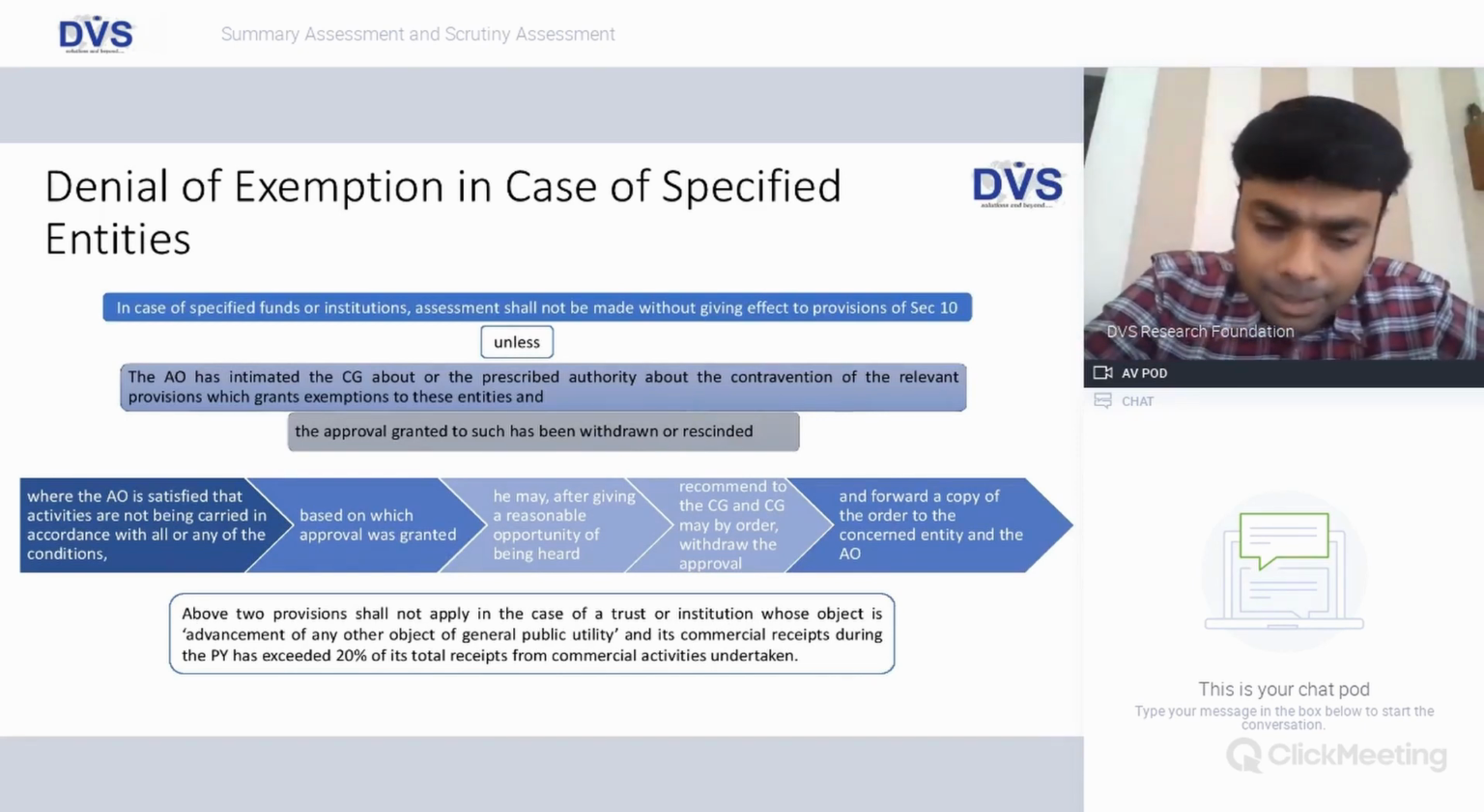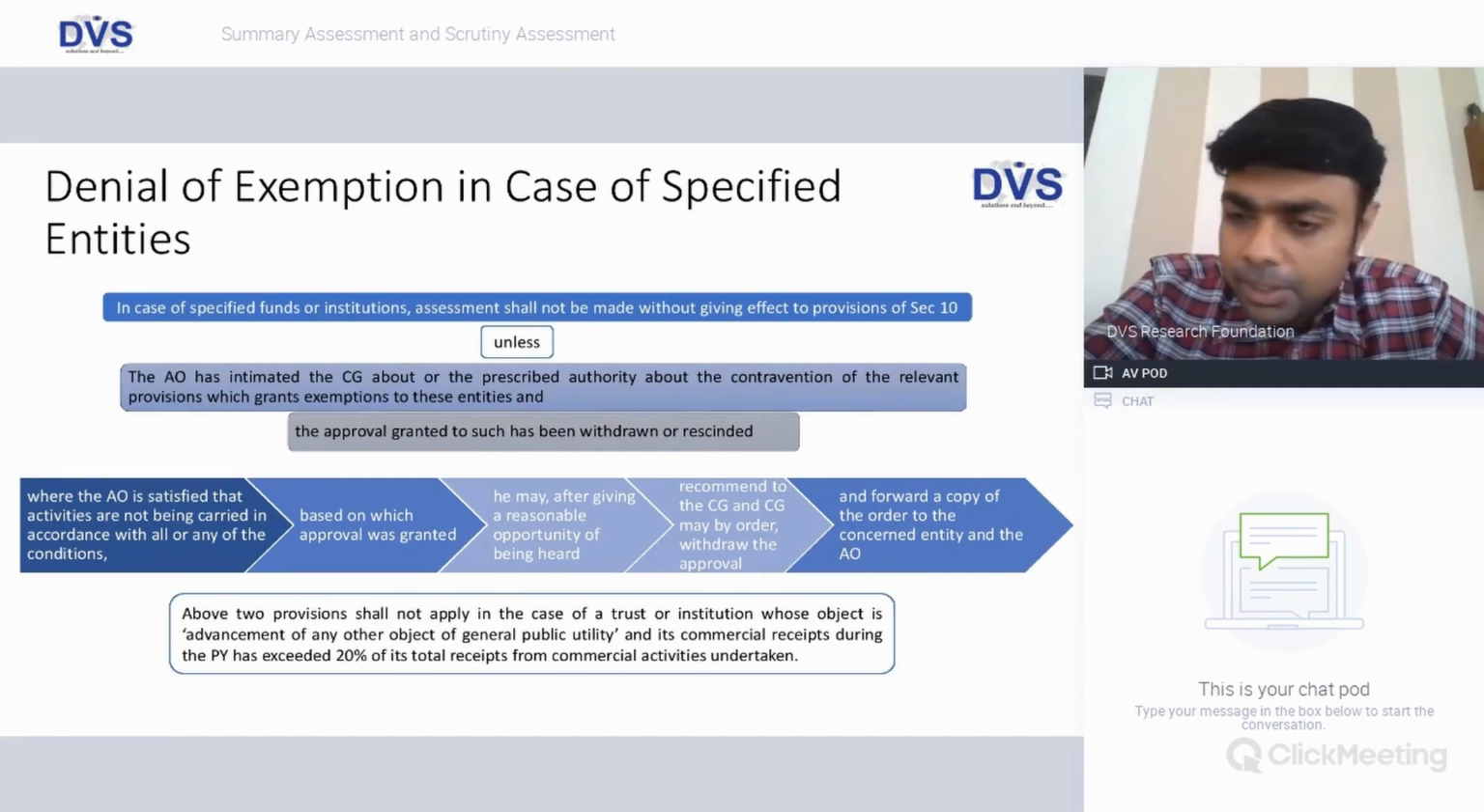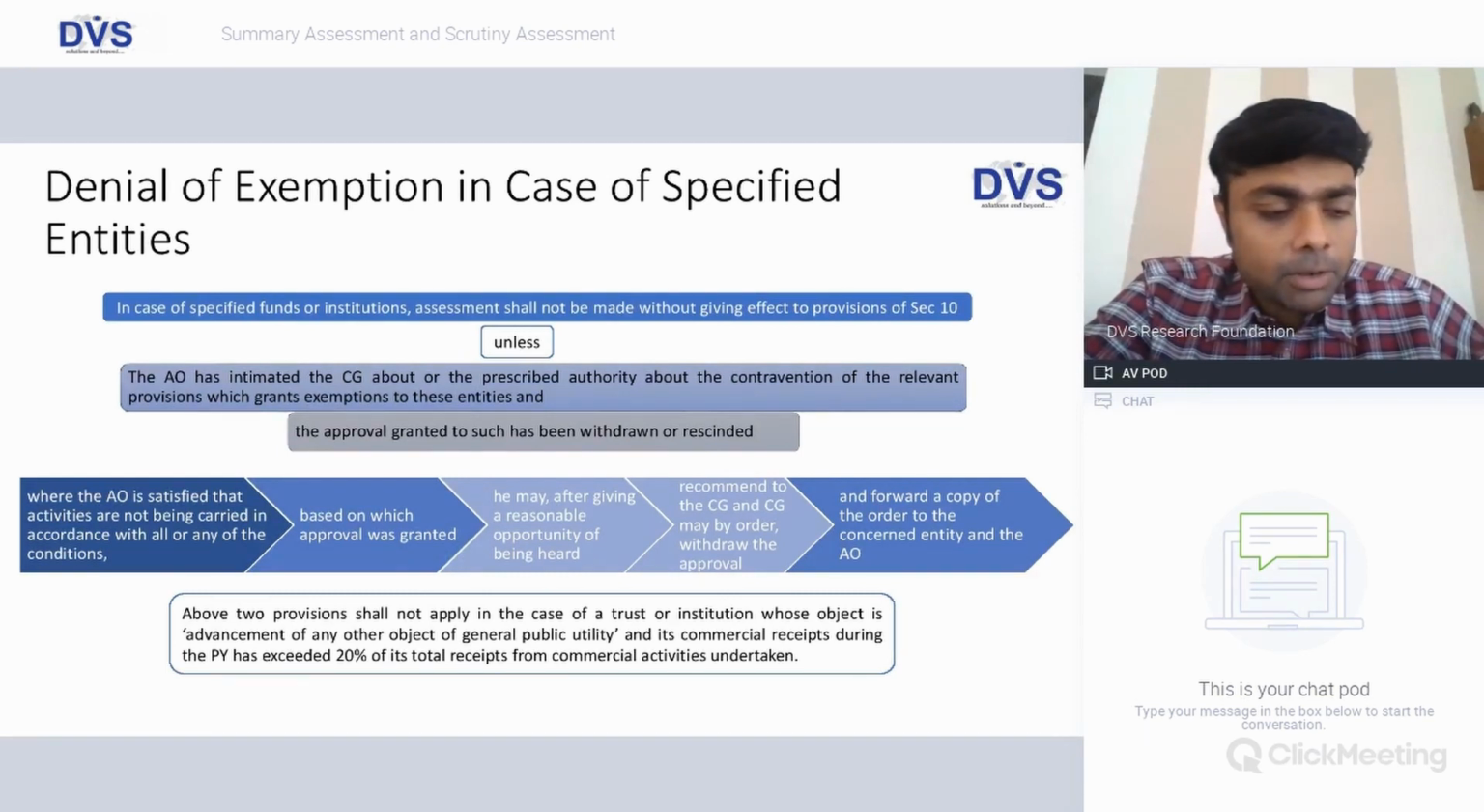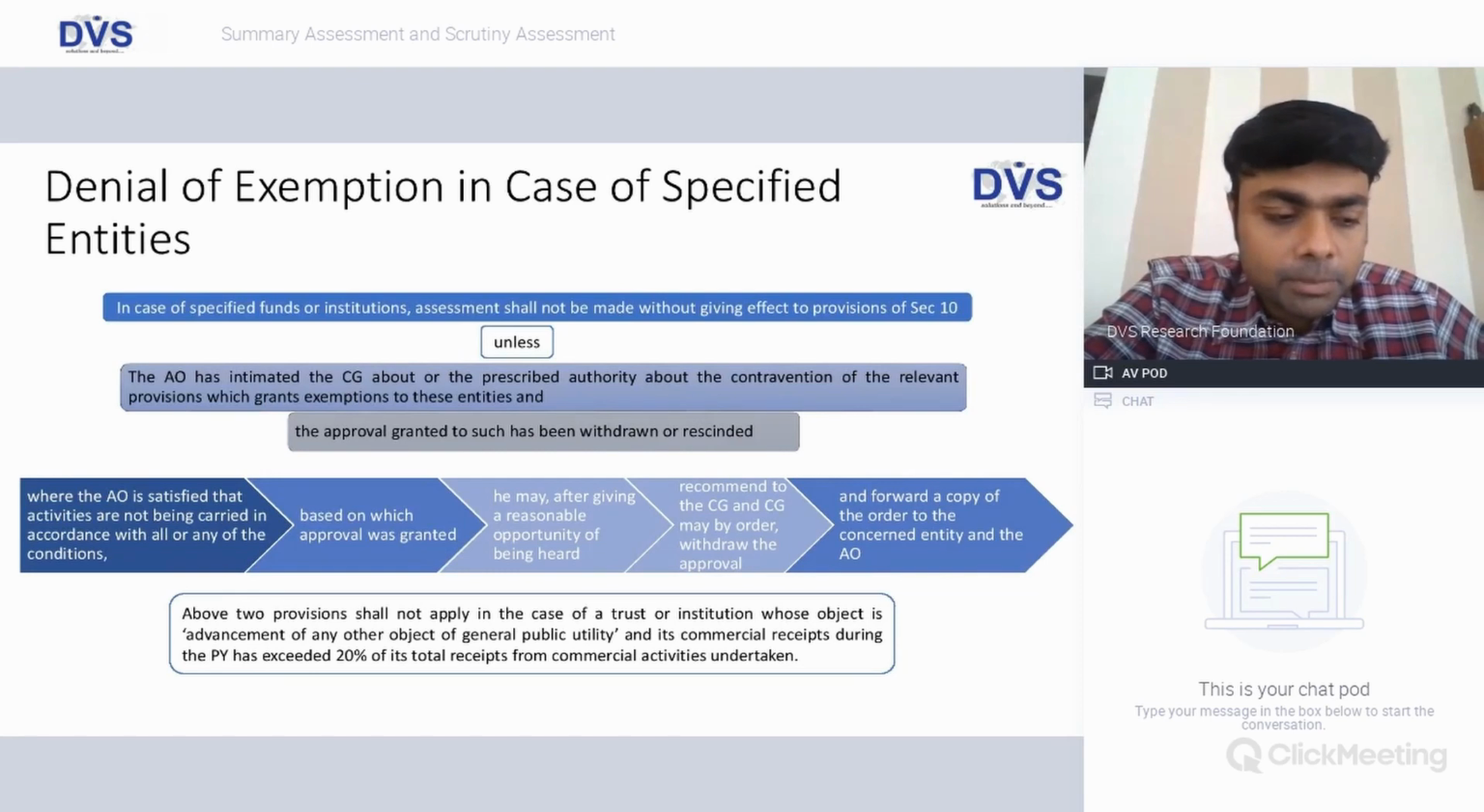So when we say charitable purpose, there are different circumstances in which a particular entity or institution could be deemed to be engaging in charitable activities. It could be medical relief, relief for the poor, education, yoga, wildlife preservation, environmental preservation, or any other object of general public utility. And there is also a provision where it says, if your receipts under any other object of general public utility exceed 20%, then you may not end up being deemed a fully charitable institution.